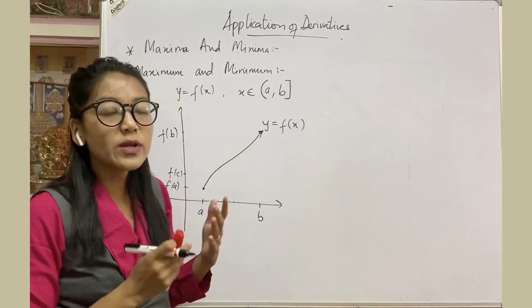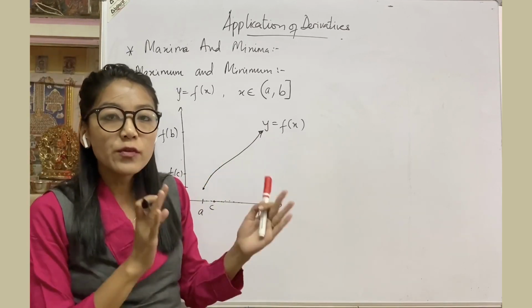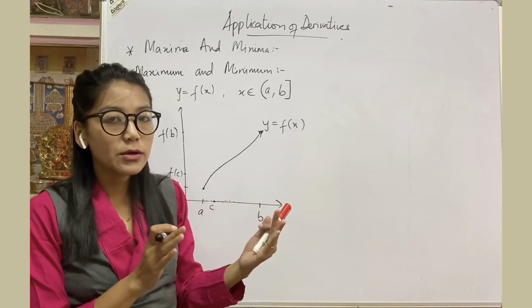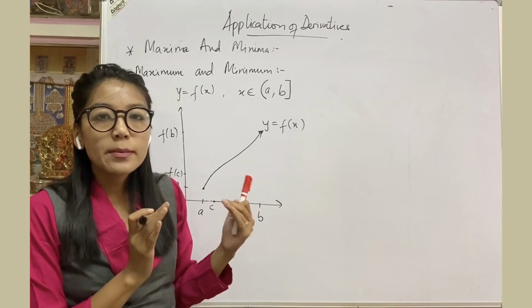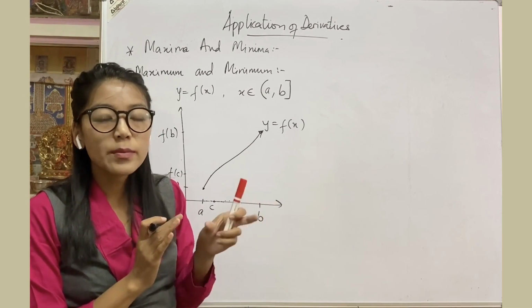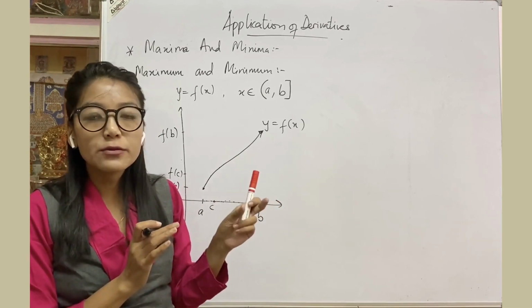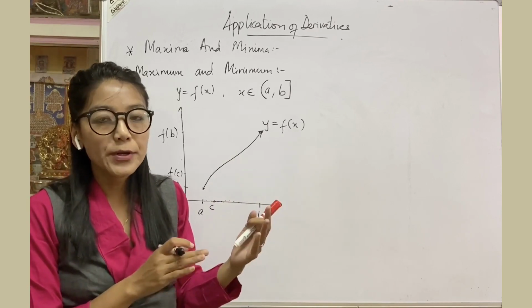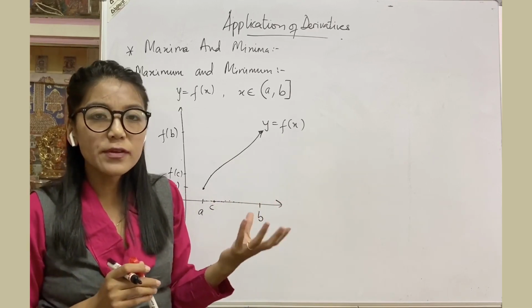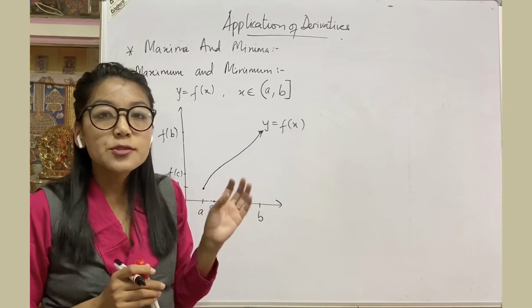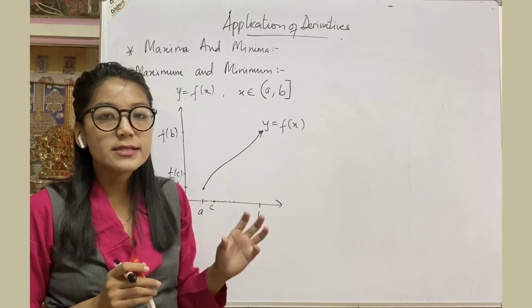So what I mean to say is, when you have a function in a certain interval, the maximum and minimum values of the function can also be called extreme values. Extreme values means minimum or maximum. So for a given function in any interval, the extreme values of the function may exist, or may not exist.